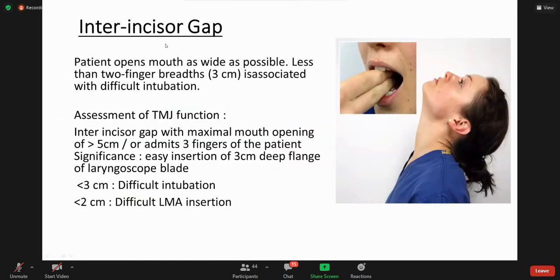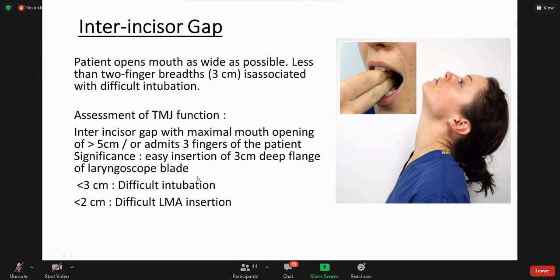The other parameter is inter-incisor gap. हम पेशेंट की माउथ ओपनिंग बेसिकली इसमें चेक करते हैं. So how we do it? We tell the patient to place his or her fingers in the mouth, और अगर वो 3 से ज्यादा उंगली उनके मुंह के अंदर चली जाती हैं तो it is optimal mouth opening and patient की intubation difficult होने के chances कम हो जाएंगे. Less than 3 centimeter difficult intubation and less than 2 centimeter difficult LMA insertion.